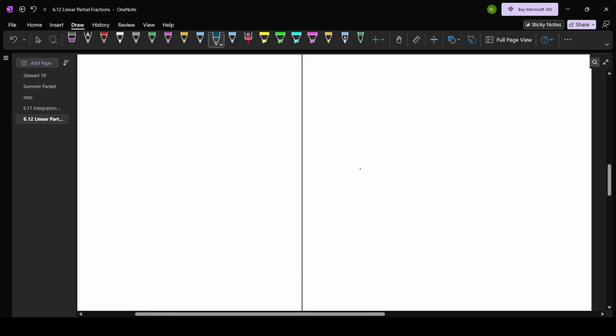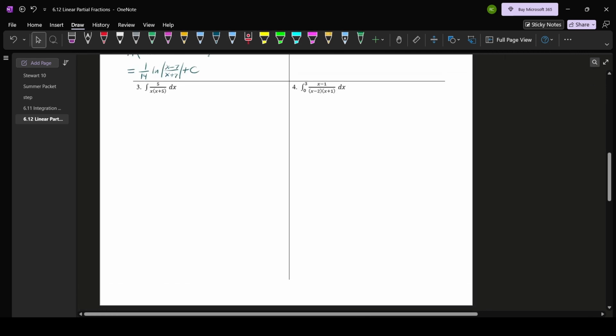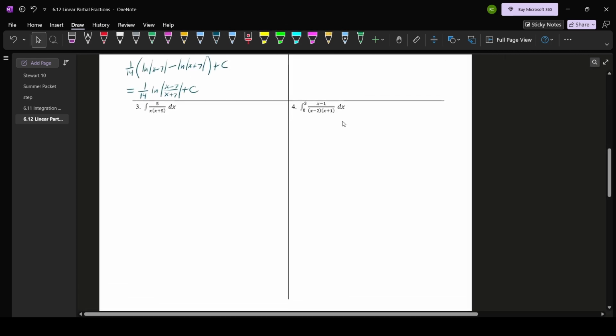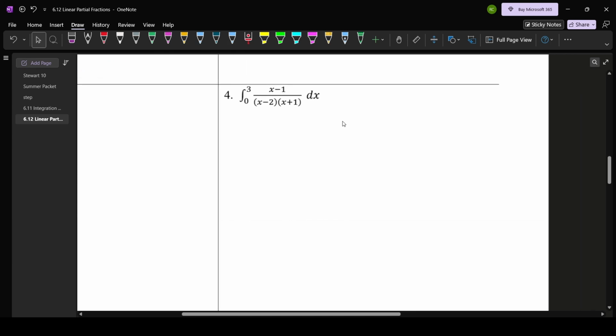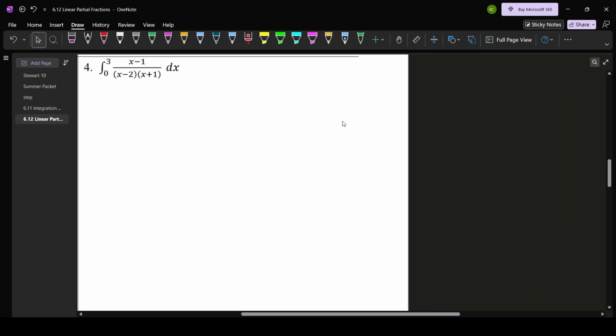I'll leave question number 3 for you. Let's look at question number 4 where we have a definite integral. The same rules apply. We're just going to rewrite our integrals and bring over the limits of integration.